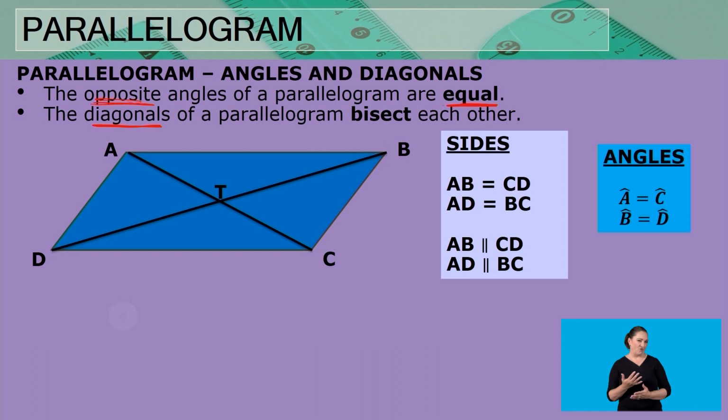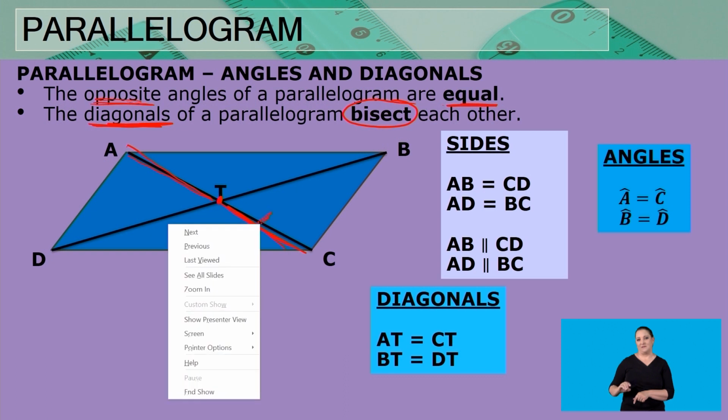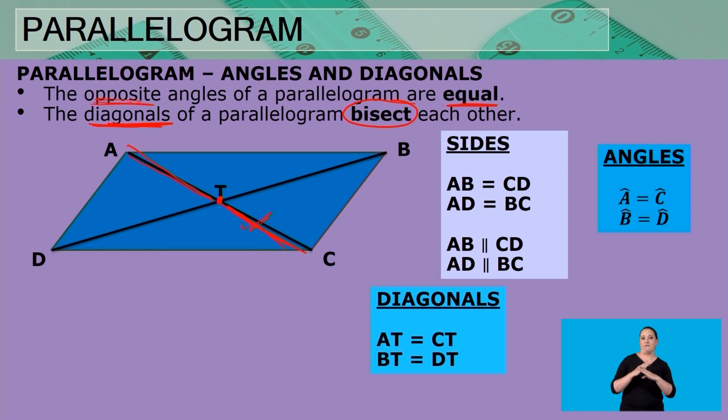Now, what do we know about these diagonals? Well, firstly, we know that the diagonals of a parallelogram bisect each other. And you remember, to bisect is to cut into two equal parts. So because they meet at T, that means that at T is the point where they bisect each other. Now this means that the length of AT will be equals to the length of TC. So whatever the length is with AT, that length will be the same as the length with TC.